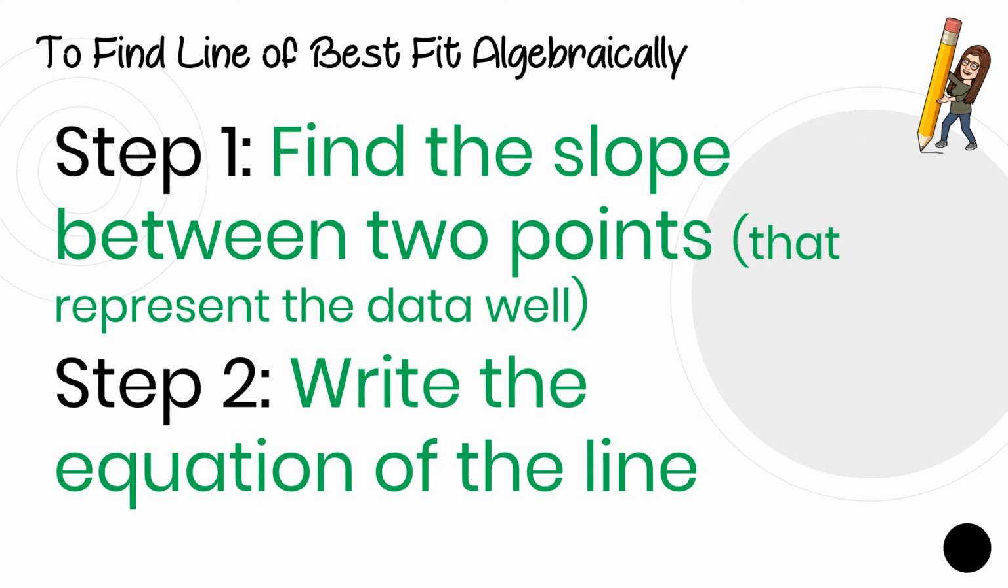Now we're going to talk about a few things. First, we're going to find the line of best fit for a set of data algebraically, just using the properties and the steps that we've already been using. So let's identify those steps. Step 1, you're going to find the slope between 2 points. We've been doing that. The difference today is we need to pick 2 points that represent the data well. Step 2, we're going to write the equation of the line. If you're not told how to write it, you can choose slope-intercept or point-slope form.